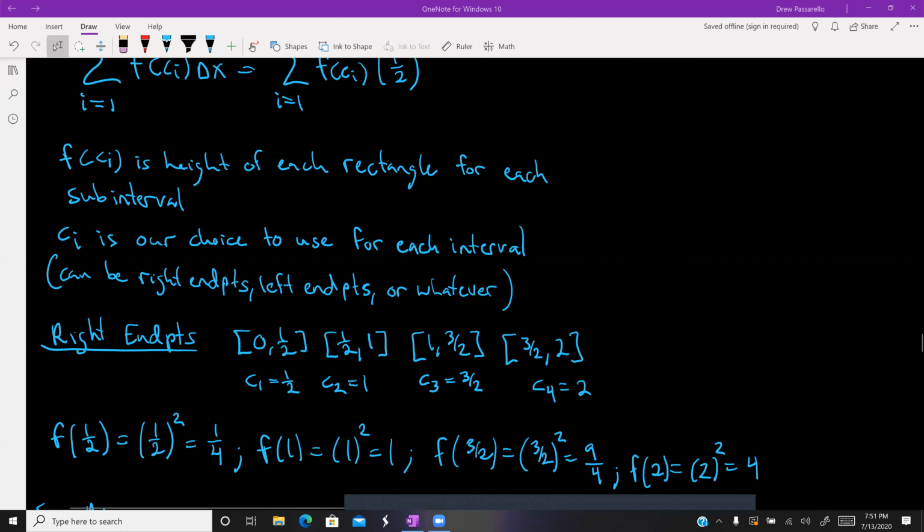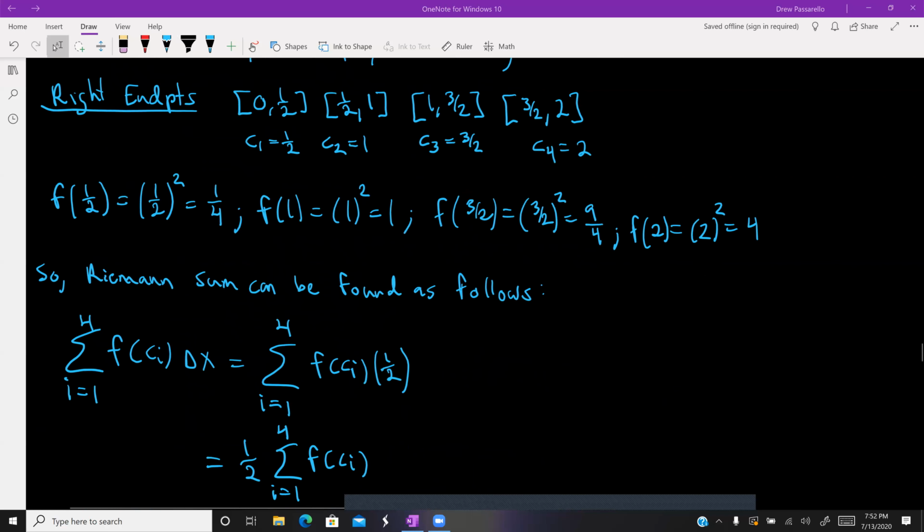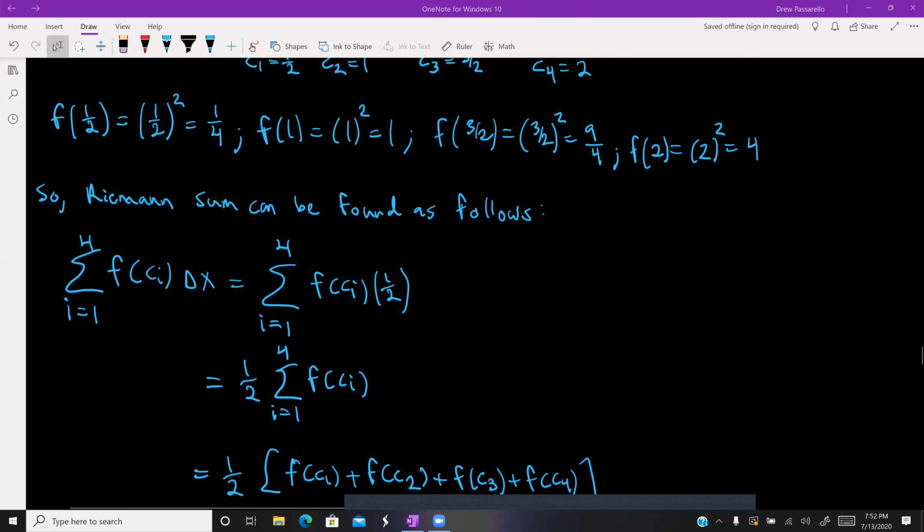So we have these 4 subintervals, and i in this case goes from 1 to 4. And so our first value, c1, is 1/2, c2 is 1, we get 3/2 for c3, and c4 is 2. Then we get the heights of the rectangles by plugging these c values into the function x squared. So that's where the 1/4, the 1, 9/4, and 4 come from. So these are our heights of the 4 rectangles using the right endpoints for ci. So the Riemann sum can be expressed as follows.